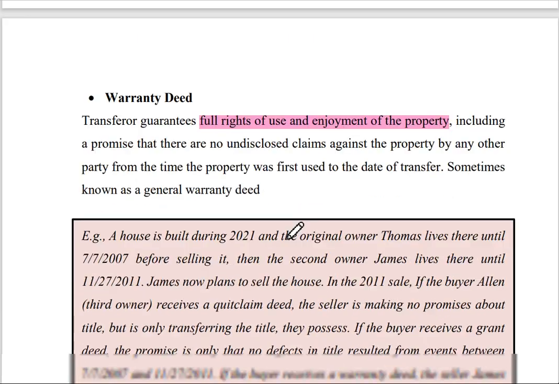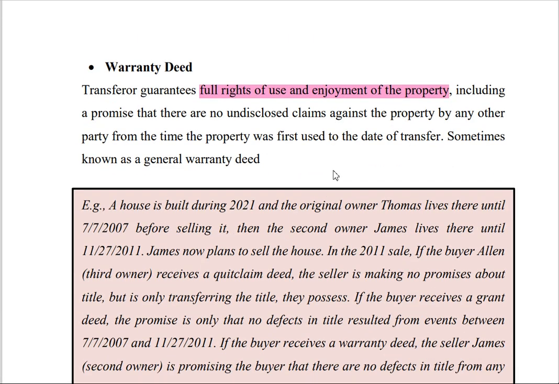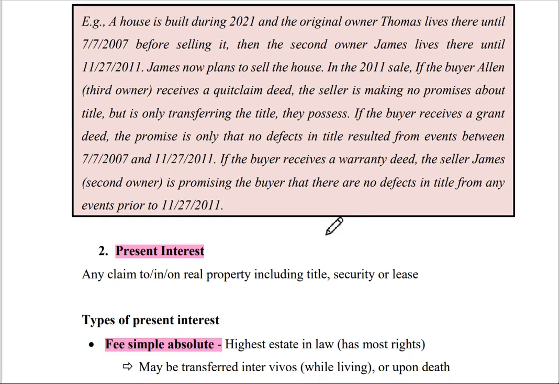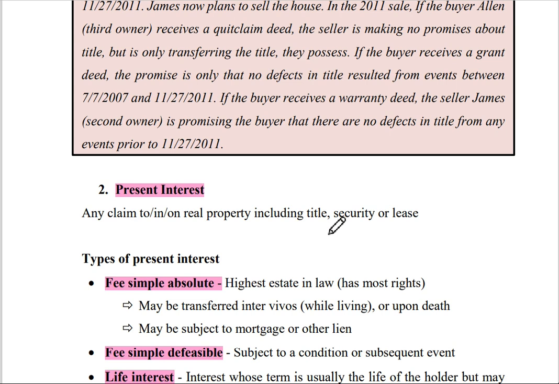All right, so what's a warranty deed? A warranty deed guarantees full rights, even prior to the transfer, for example, before 2010 to 2020. So the transferor not only gives a warranty for his period, but he covers the warranty for the whole life of the property. That's what a warranty deed is. So that's what everyone wants.